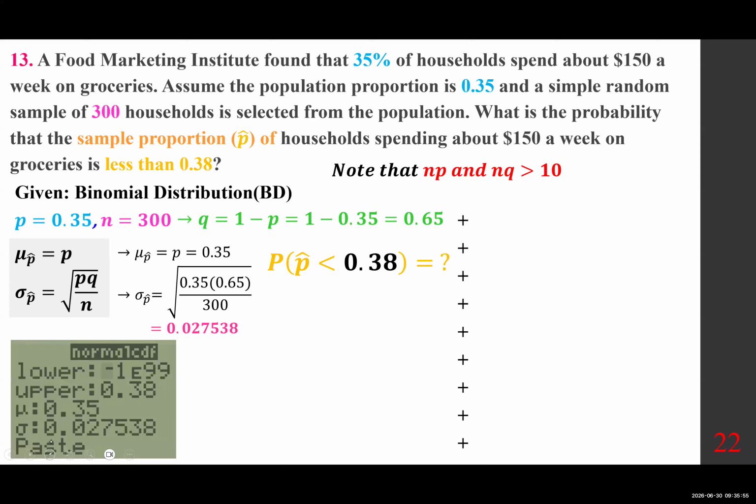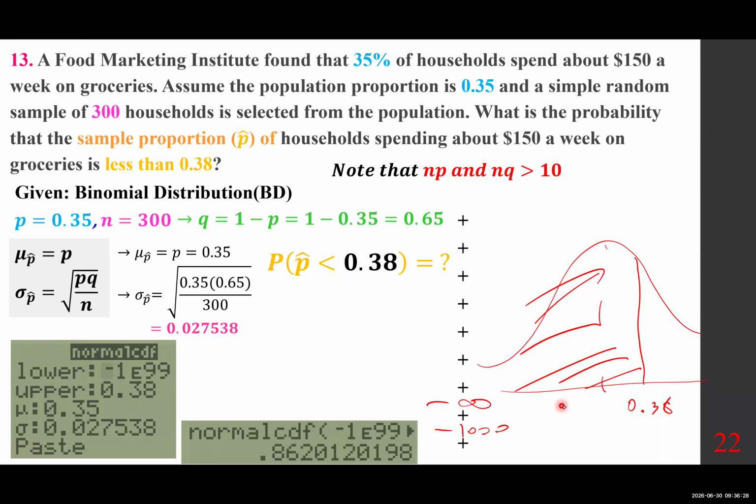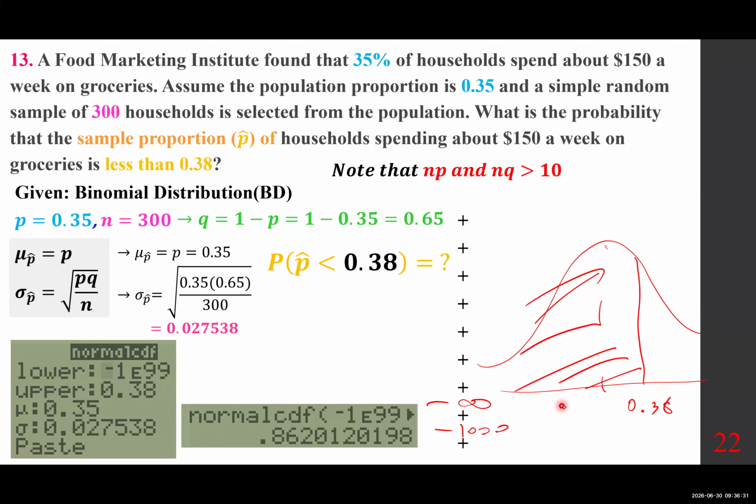In other words, let me just graph this. What we want, the upper is, this is not to scale, 0.38, and you want this one. So what do you put here? Instead of minus infinity, put minus 1,000. Okay, in case. Even minus 100 will do that. Again, because 3 standard deviations on both sides of the mean gives you almost everything, 99.7%. So having said that, it gives you the answer. And there you have it.